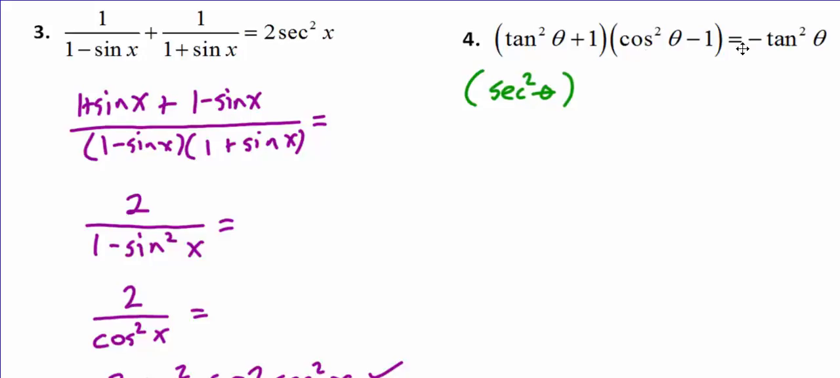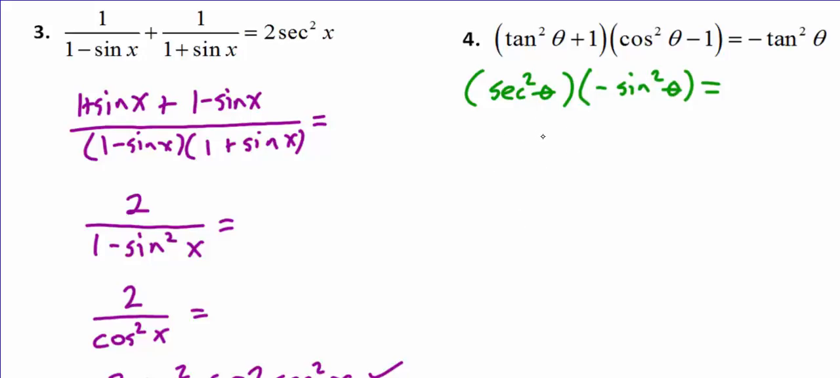I also know cosine squared theta minus 1. It's almost like 1 minus cosine squared. It's the opposite of that. So really what we have there is negative sine squared theta. Now there are a few ways you can get to that, and if you want to do a different approach, that's fine. Just make sure you can get there.